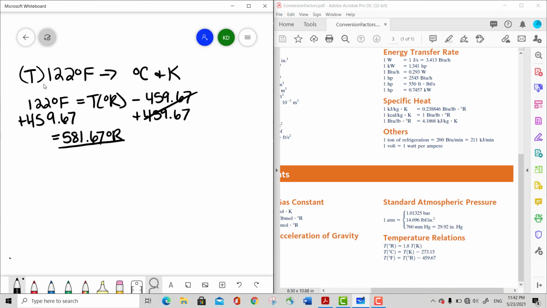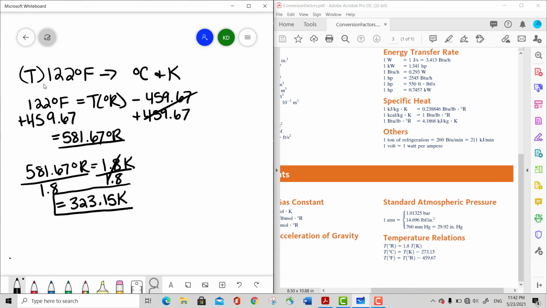So from the Rankine, we know from our formulas that we can get to Kelvin with that 1.8 multiplier. So we'll do 581.67 degrees Rankine equals 1.8 Kelvin. We'll divide by the 1.8, again isolating this Kelvin because that's what we need. Divide by 1.8, and then that's going to give me 323.15 Kelvin. Okay, and so that is an answer that we need. So I'm going to box it in and just put a check mark just so that I know that that's what I've got. And the only one that I'm working on now is Celsius.